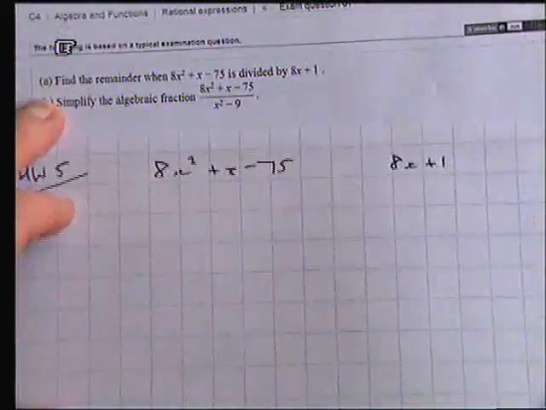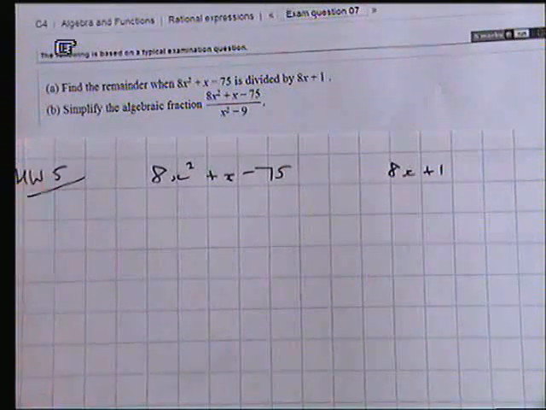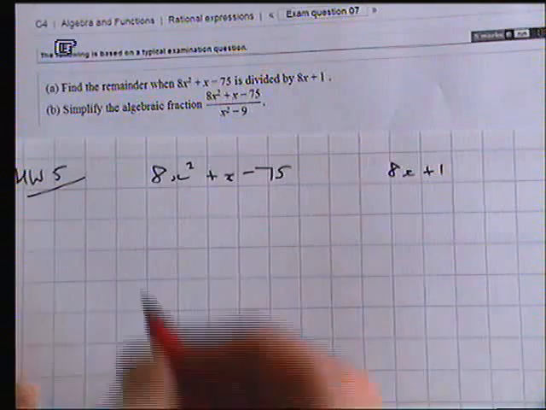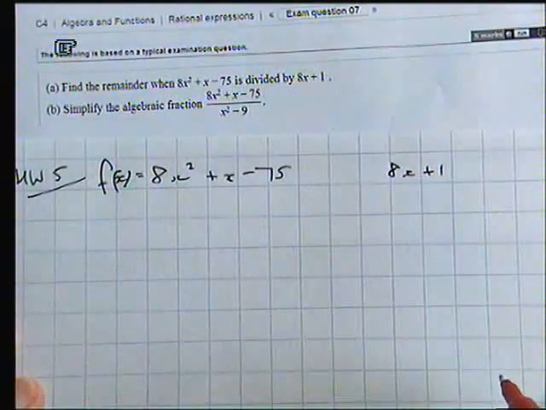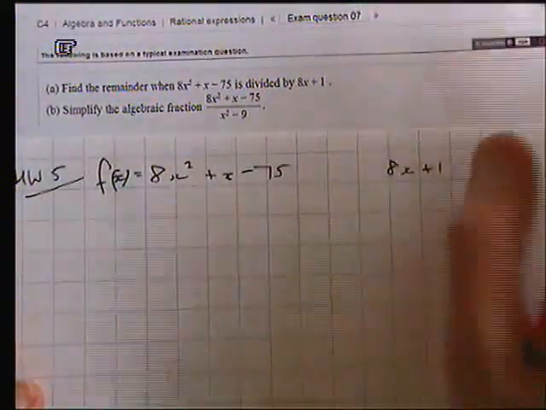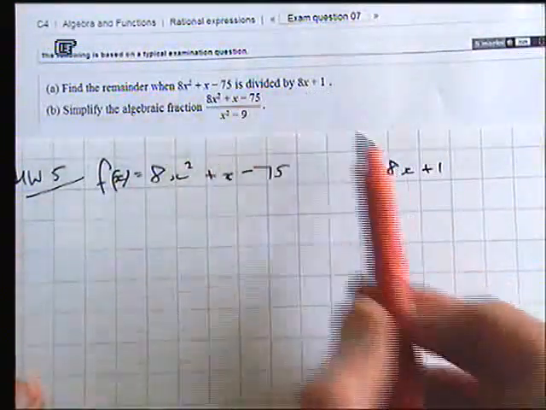And if I turn over again, the next question was one I was going to go through with you. Question was, find the remainder when something is divided by something. I said last lesson, this is to do with the remainder theorem. I'm going to call the function here f of x. How do I find the remainder if it's divided by that?